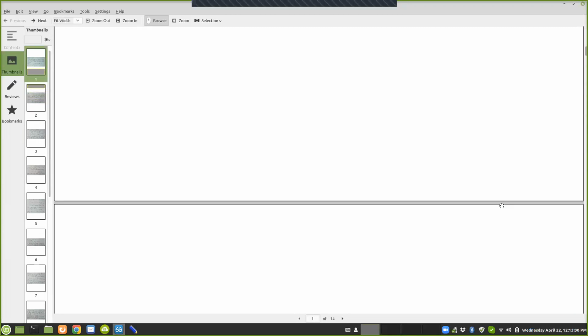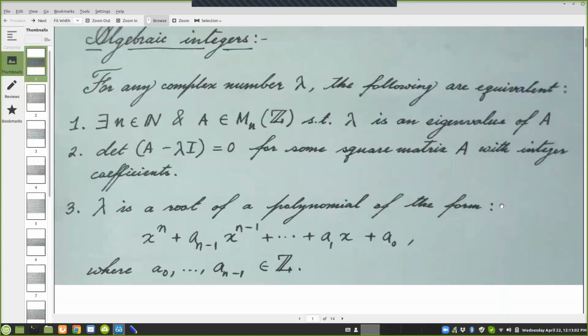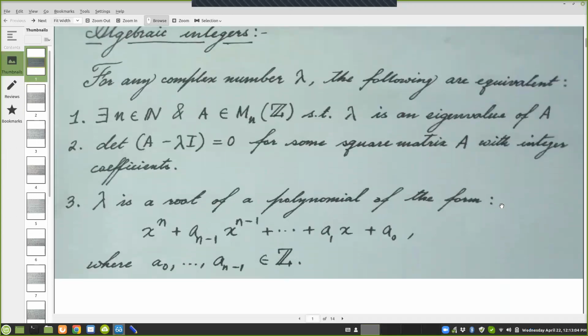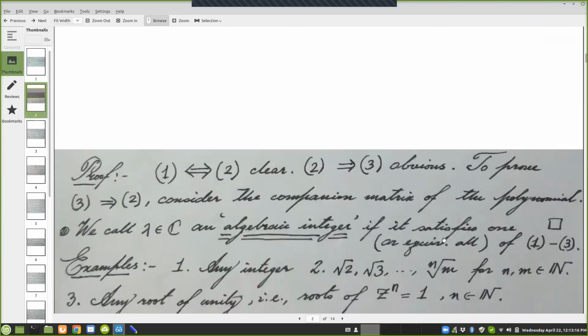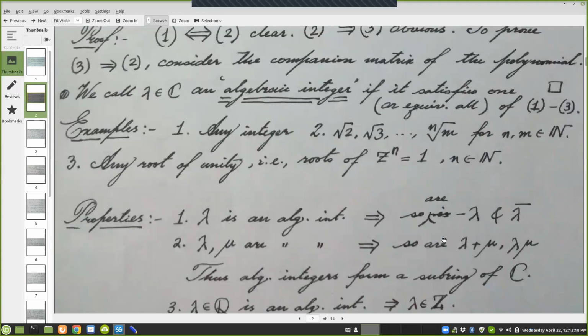Okay, thus by an algebraic integer we will understand a root of a monic polynomial with integer coefficients, or equivalently the eigenvalue of a square matrix having all coefficients from Z. Okay, so let's look at some examples. First of all, any integer is trivially an algebraic integer because if the integer is n, then x minus n is the polynomial.